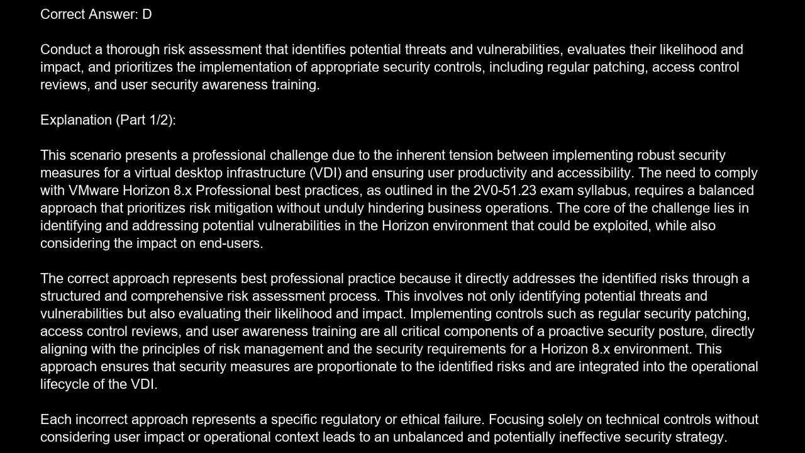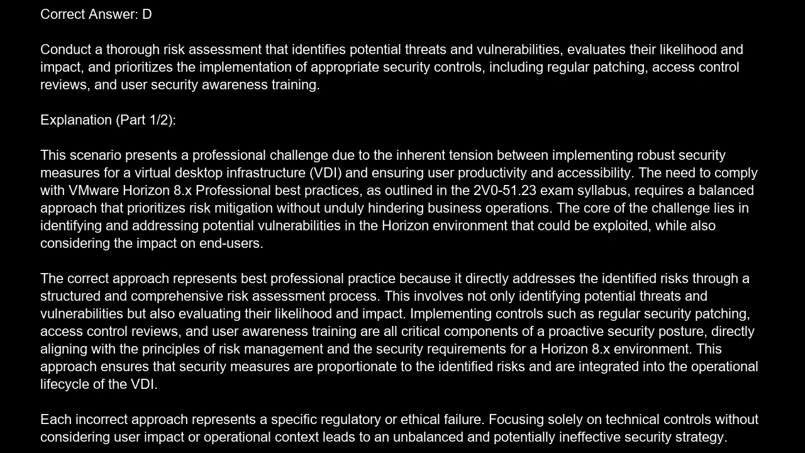Implementing controls such as regular security patching, access control reviews, and user awareness training are all critical components of a proactive security posture, directly aligning with the principles of risk management and the security requirements for a Horizon 8 X environment. This approach ensures that security measures are proportionate to the identified risks and are integrated into the operational lifecycle of the VDI.